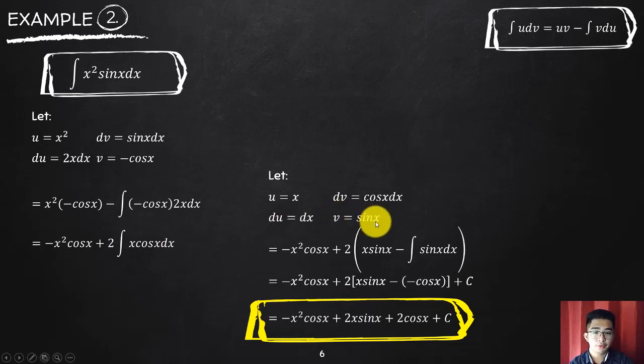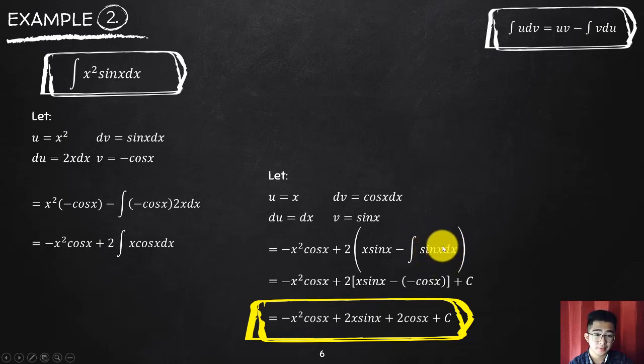Applying the formula again, just copy the first term, plus 2. Don't forget the 2. Then integration by parts here: u times v, x times sine x, following the formula, minus the integral of v du, that is sine x dx. Notice here that there is no longer any algebraic function. That's what I meant by it will eventually disappear. From x squared, it went to x raised to 1, then to x raised to 0. And this can now be integrated using the trigonometric formulas.